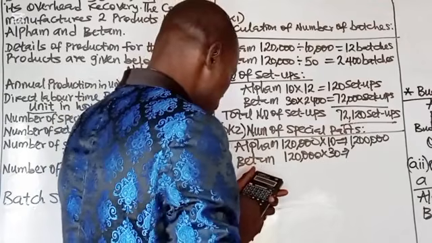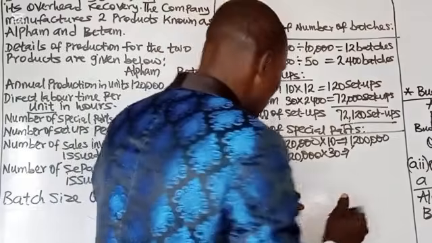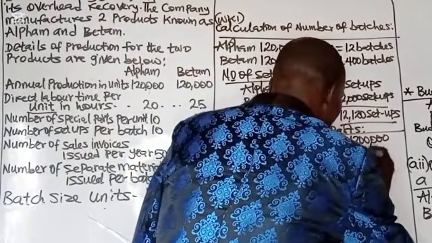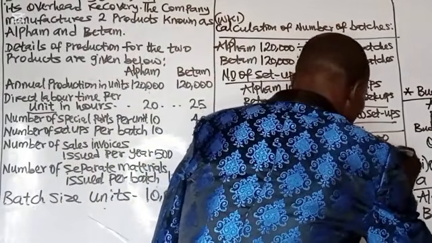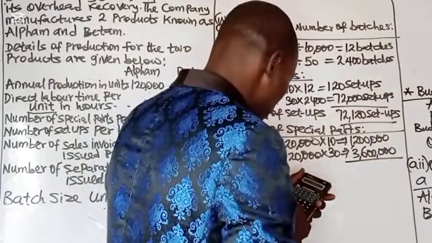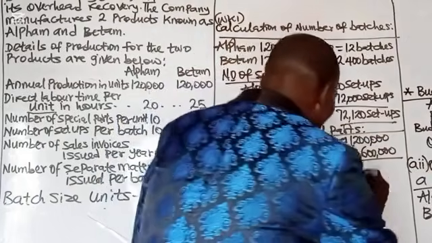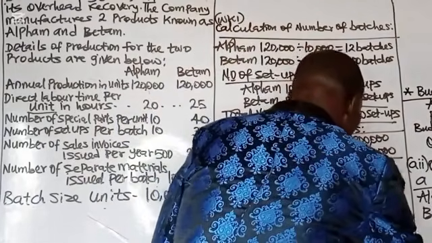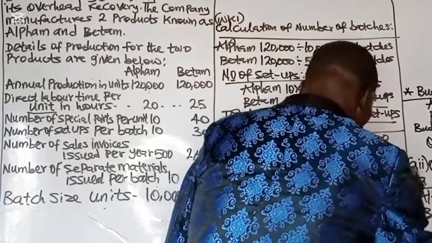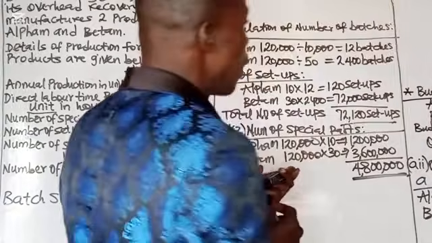$120,000 times 30 gives us 3.6 million. 3.6 million plus 1.2 million, that is a total of 4.8 million. 4.8 million.